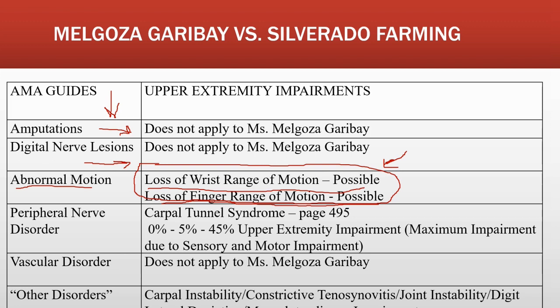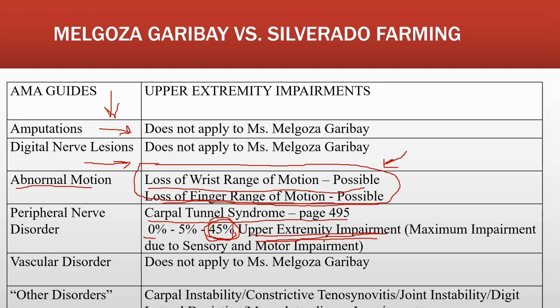The peripheral nerve disorders could apply to Miss Garibay, and particularly in the peripheral nerve disorders section of Chapter 16, there's discussion of carpal tunnel syndrome on page 495, and carpal tunnel syndrome can provide for a minimum of 0% upper extremity impairment to a high of 45% upper extremity impairment. If the median nerve sensory and motor function is completely abolished, the examinee would qualify for as high as 45% upper extremity impairment. Now make note that that's an upper extremity impairment, which would then be converted to a whole person impairment by multiplying by 0.6. So a 45% upper extremity impairment would be approximately a 27% whole person impairment, which would be the maximum due for a carpal tunnel type of situation.